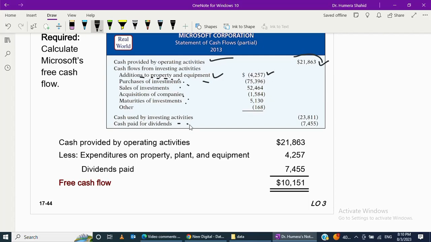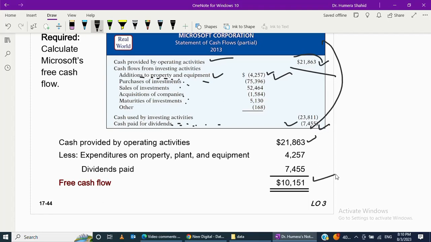And then check here, this is actually selected information, this is not the full information. Okay, so here this is the dividend, 7,455. So remaining cash is free. Out of 21,863, you will spend 4,000 for the capital expenditure, 7,455 for dividend, the rest is free cash flow.